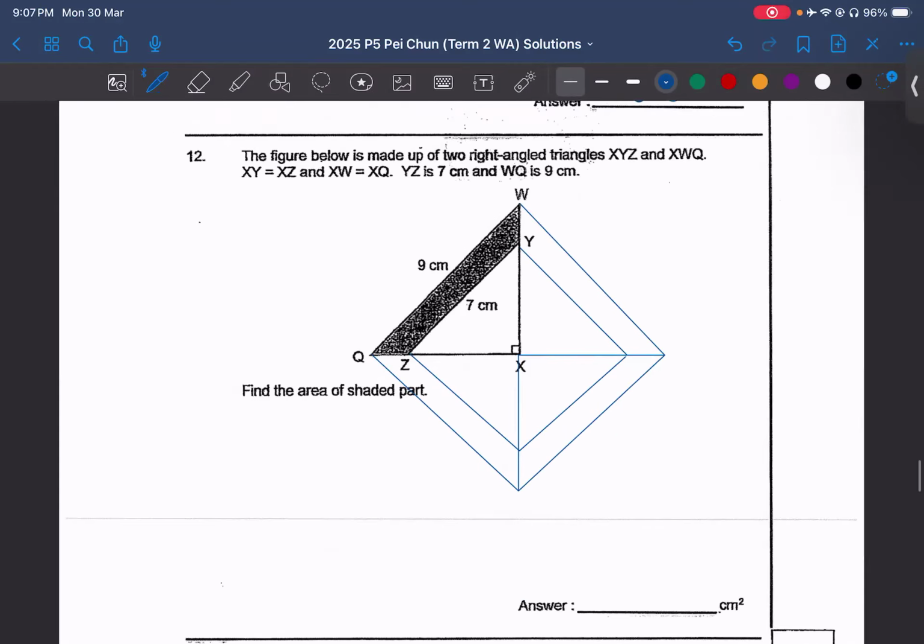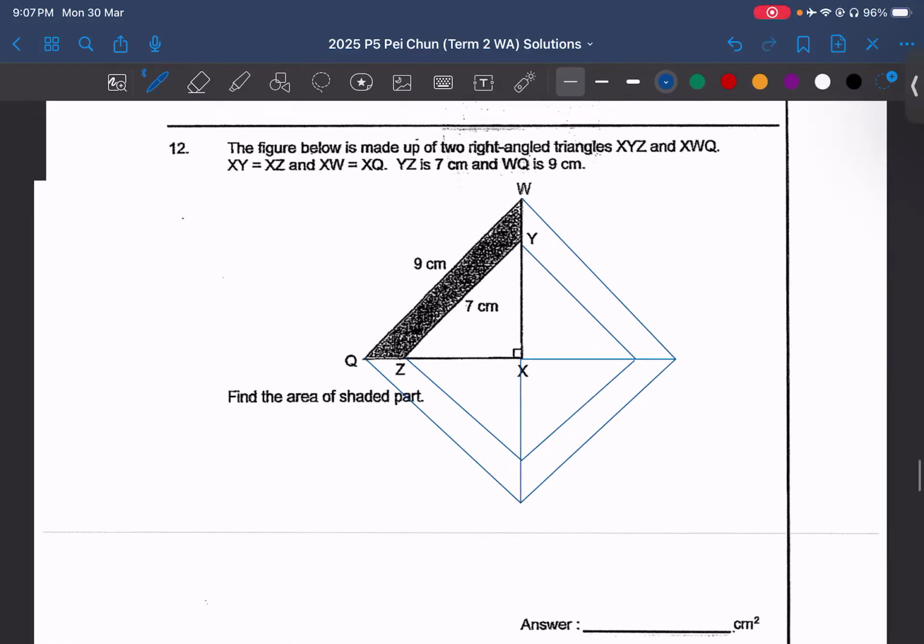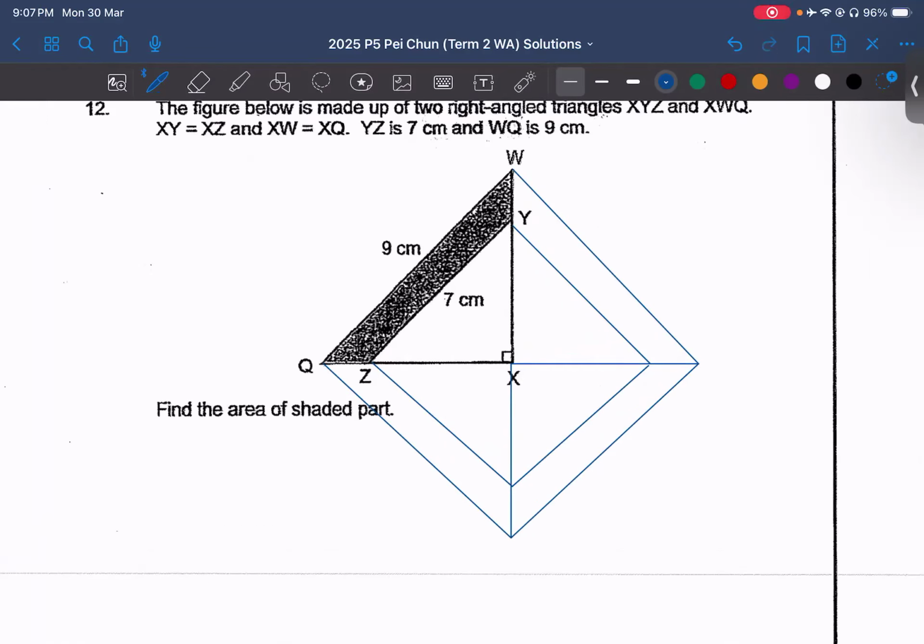Okay. So you realize that it is actually a bigger square with a side of 9 centimeters. And then inside there is actually a smaller square with side 7 centimeters. And then the figure is actually made up of 4 of the shaded parts. So 1 part, 2 parts. This is the 3rd part. And this will be the 4th part.